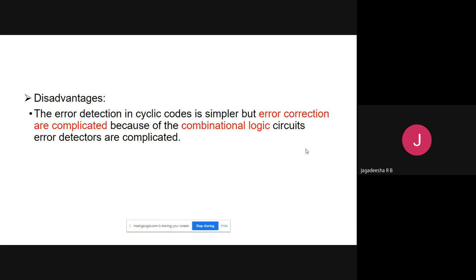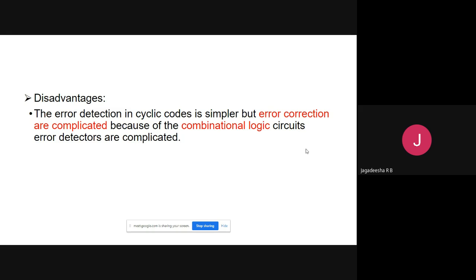Yes, here we have the disadvantages. The error detection in cyclic code is simpler, but error correction is complicated. Yes, it can detect burst errors, but correcting is a little problematic. Why is it problematic? Because of the combinational logic involved. Why do we use combinational logic? Because we will be using shift registers to shift in a cyclic manner. So that's why it is a little complicated with respect to the correction part, but the detection part is much easier. That is one of the advantages: it can detect burst errors. But correcting the errors is a problem because of the combinational circuit involved. These are the advantages and disadvantages.